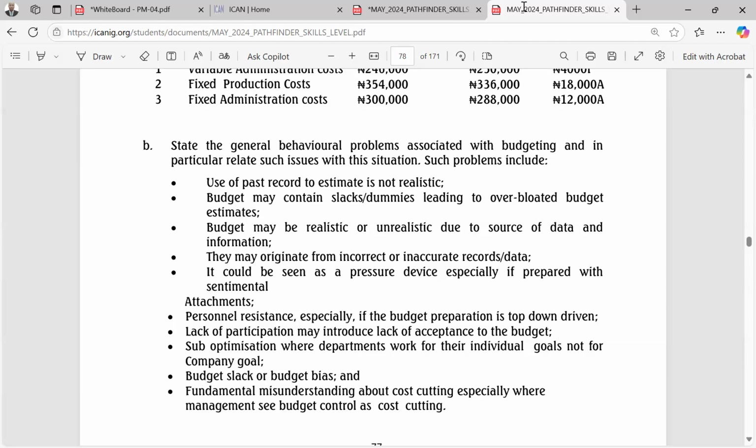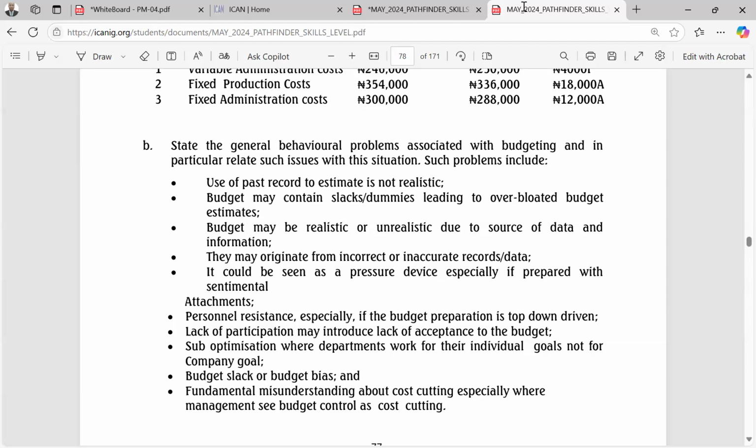out the budget without bringing them to participate in the budget, something you participate in, something you put your own input into, something you talk about with others and it was accepted, you discussed it, you are more likely to carry it out. But something that you don't know about, that was forced down on you, you are likely to resist. Lack of participation may introduce lack of acceptance of the budget. Because you didn't participate in the preparation of the budget, you may find it difficult to accept it.